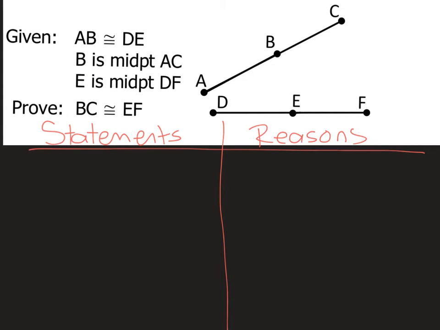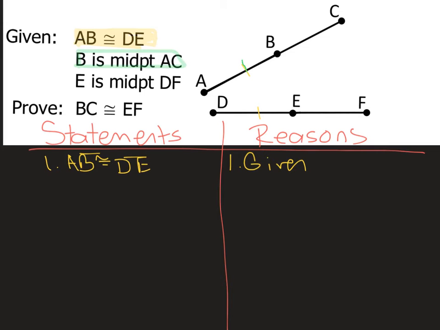So this is another example of a segment proof. So again, we're just going to go in order of the givens. First thing you're given is that AB is congruent to DE. So again, I'm going to mark that up here and I'm going to put it right in my proof. The second part of this given says that B is the midpoint of AC. So what that tells me is B is the exact middle, which means either side of it has to be the same.